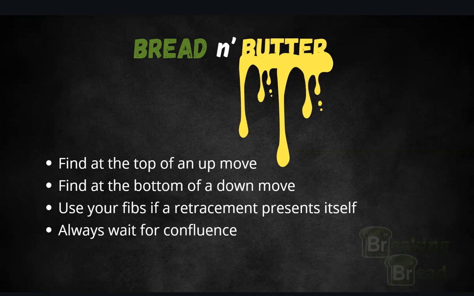And always wait for confluence. Regardless if you're taking this setup or any setup, you should have confluence before you get into a trade. You should always have something on the charts telling you this is the best move right here, this is the best play right here, this is a strong area. You should always have that before you take a trade. If you're not, you're setting yourself up for low probability setups. We only want the highest probability. So look for that confluence.